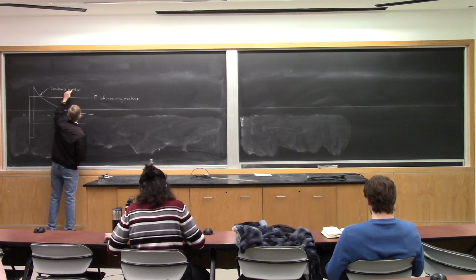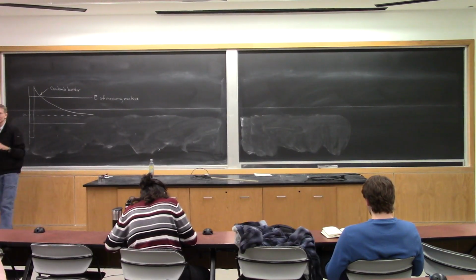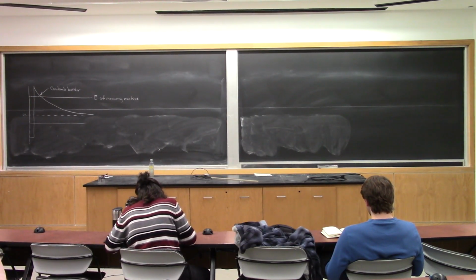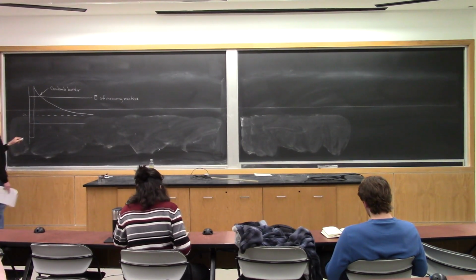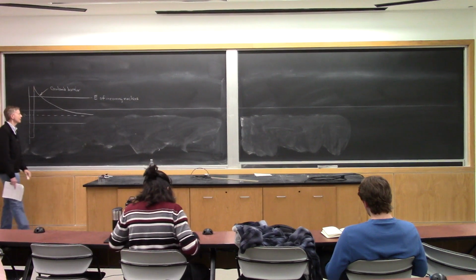Right, let's remind ourselves of what we were up to. We're trying to fuse nuclei together, charges Z1e and Z2e, and they have to overcome their mutual Coulomb repulsion, the fact that they're both positively charged.